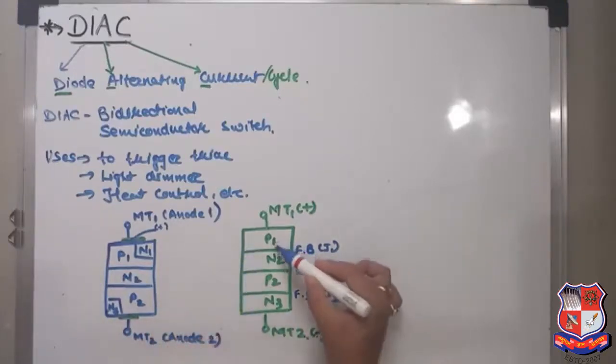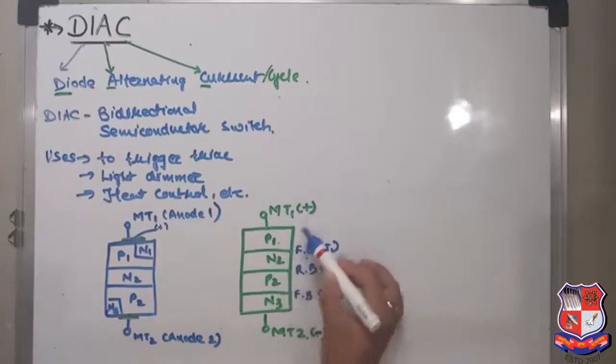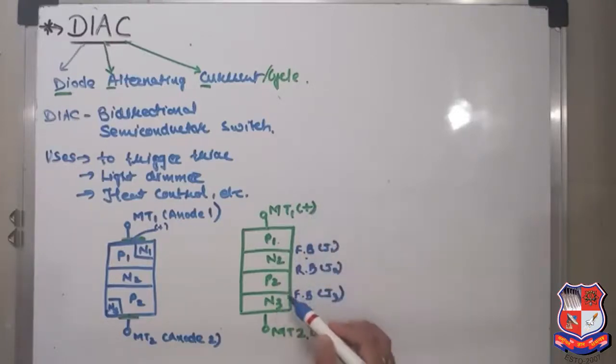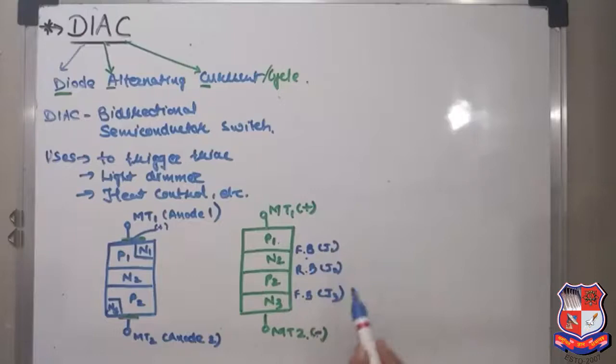Now here P1 is getting a positive, so the P1, N2 junction is forward biased. In the same way P2 is also getting a positive, so the P2, N3 junction is also forward biased. But the N2 layer is getting a positive, so N2 P2 is reverse biased, and due to this reverse biased junction, the diode is still in off mode, meaning it doesn't conduct.